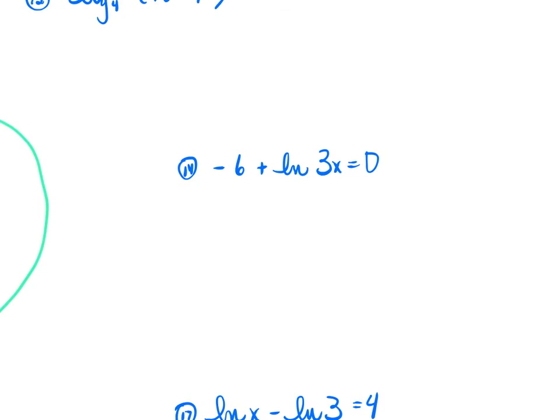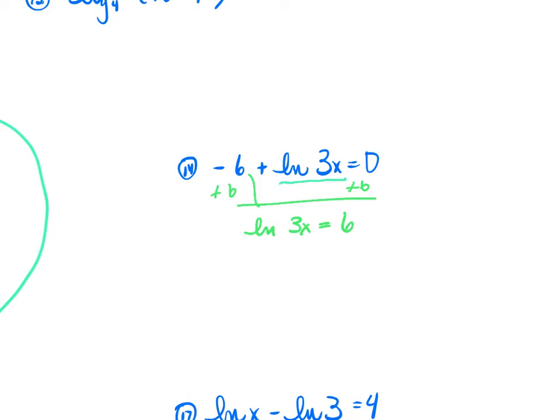So now look at number 14. All right, 14, again, I'm saying this is my function. So I'm starting off with a natural log. That means I want to isolate it, get it all by itself. So we're going to add 6 to both sides. So I get the natural log of 3x equals 6.